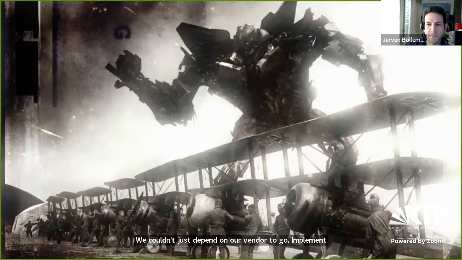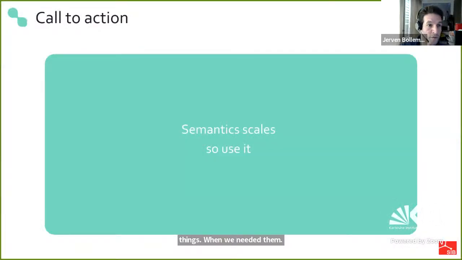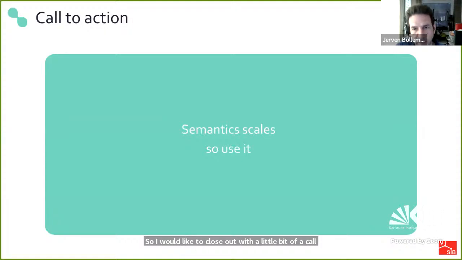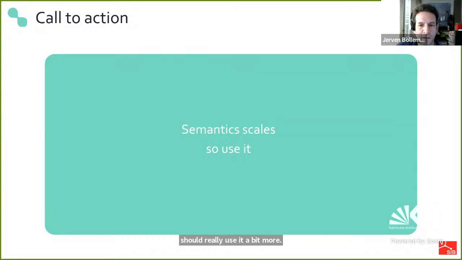So I would like to close out with a little bit of a call to action, and that is semantics really scales. So especially in the semantics research groups, you should really use it a bit more. It's a pity when we talk about things like the linked open data diagram, where the backend really doesn't use semantics, which makes it very expensive for us to maintain. There's many crawlers, dataset collectors, and very few of them actually are able to crawl our site. You all expect us to push data, and at scale, that's really not affordable for a group like us to maintain.